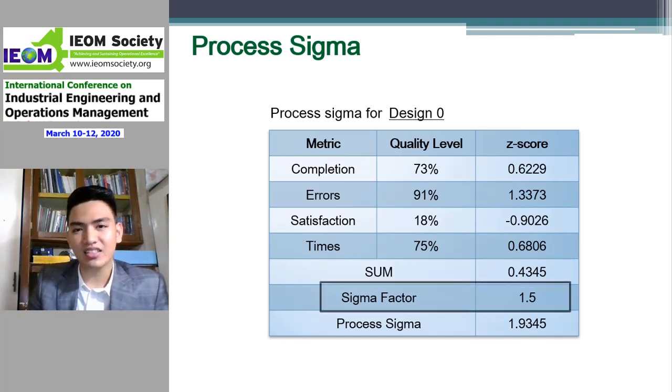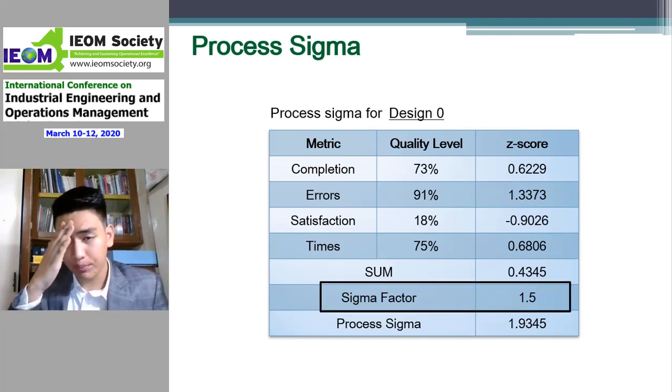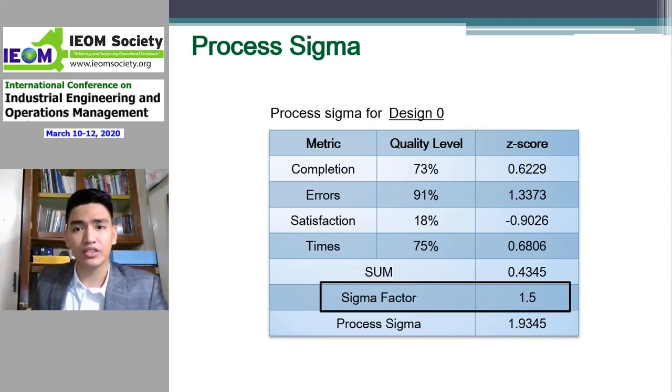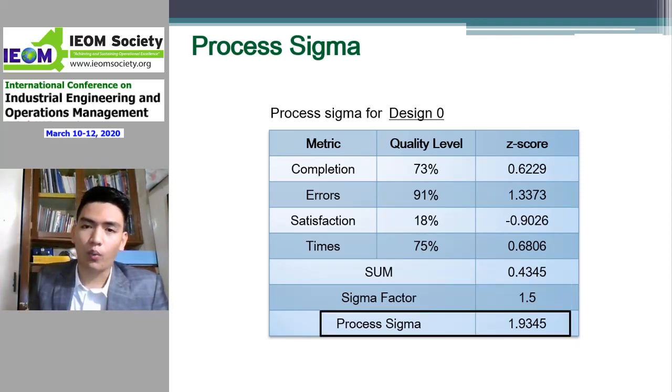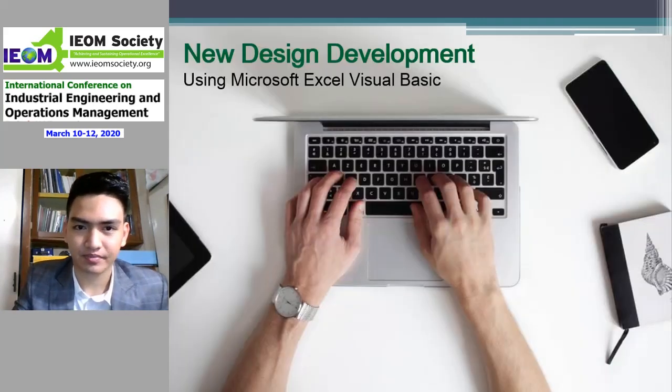Furthermore, we added a sigma factor of 1.5 that accounts for a drift in the process over time, totaling 1.9345. It is almost, but did not reach 2 sigma. So based on these results, we say that design 0 is operating at 1 sigma level.